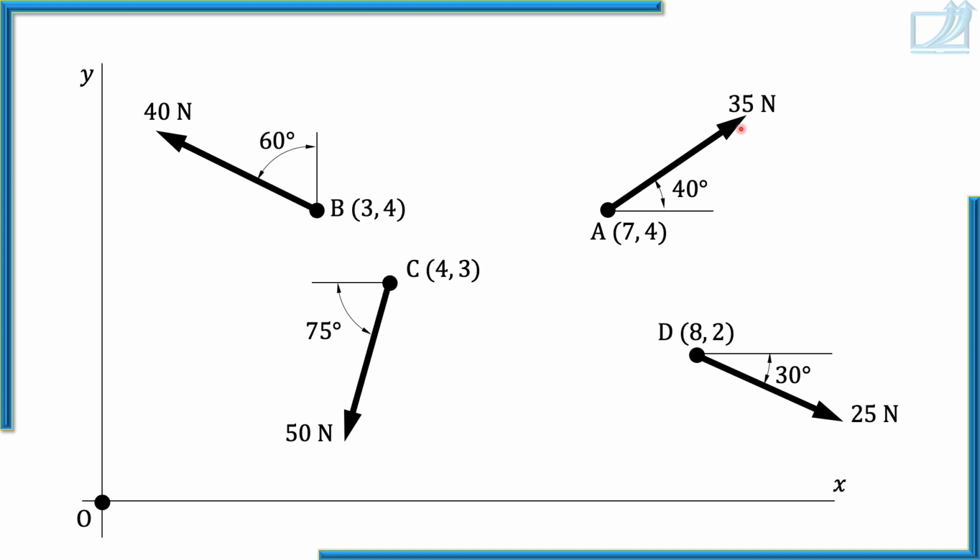Now what is this direction? Rightwards upwards. What is this direction? Leftwards upwards. What is this direction? Leftwards downwards. And what is this direction? Rightwards downwards. When you say that this force is rightwards upwards, that means its horizontal component is rightwards and vertical component is upwards. When you say that this force is leftwards upwards, its horizontal component is leftwards and vertical component is upwards.